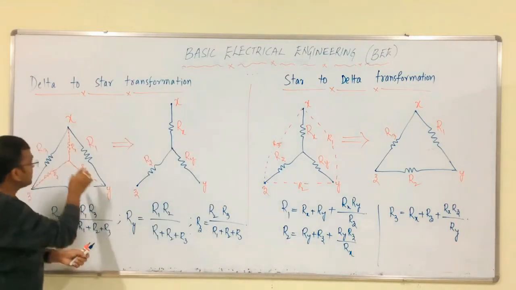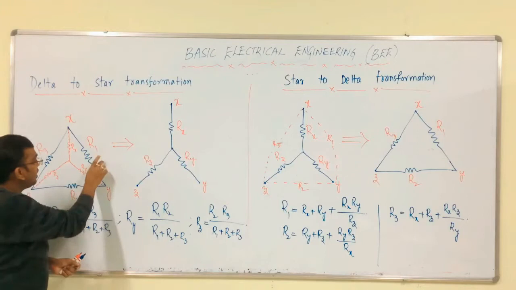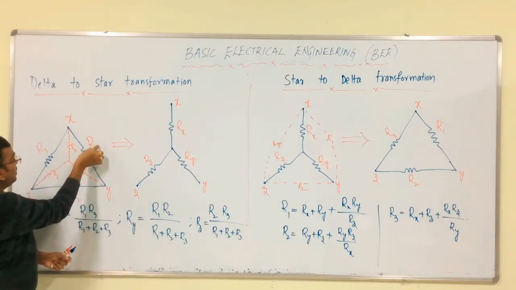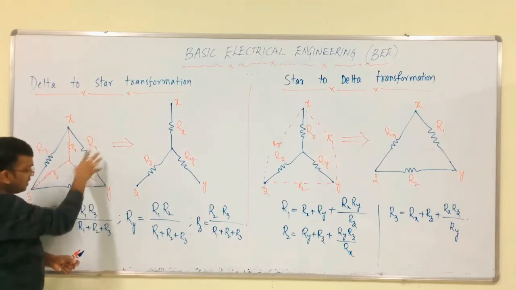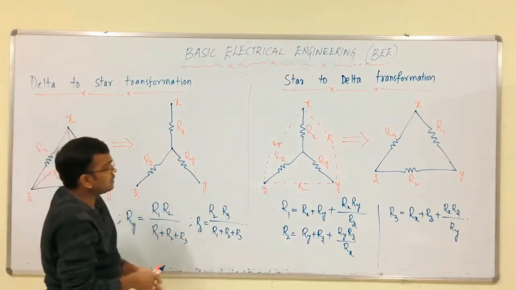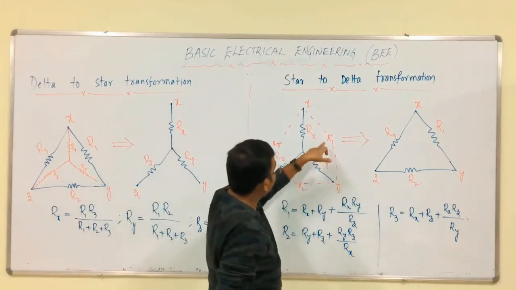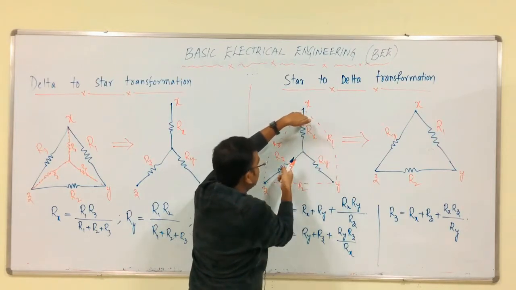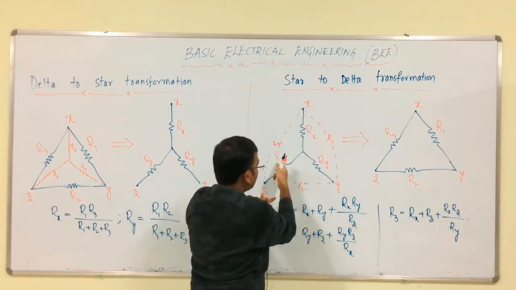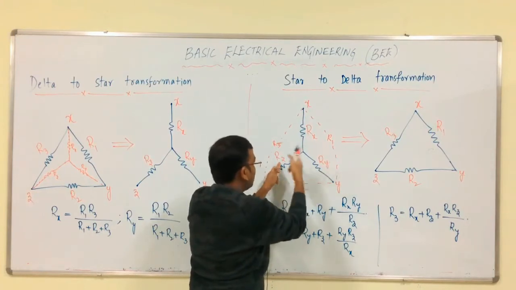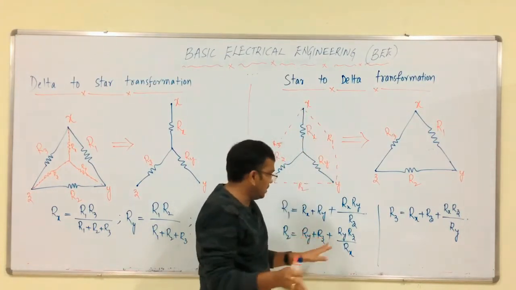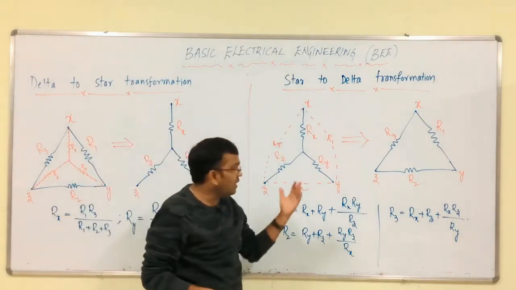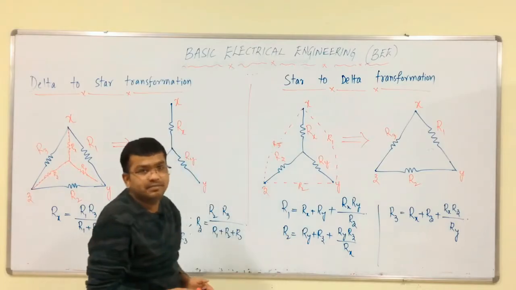In the case of a given delta network, to calculate Rx, Ry, Rz: to calculate Rx, R1 into R3 divided by the equivalent resistance, and likewise we get the remaining Ry and Rz. In the case of star to delta, we calculate R1 as Rx plus Ry plus Rx into Ry by Rz, like this. In the case of R2, Ry plus Rz plus Ry into Rz divided by this branch resistance, that is it. Like this we get the 1, 2, 3, 4, 5, 6 elements of the star and delta connected networks.